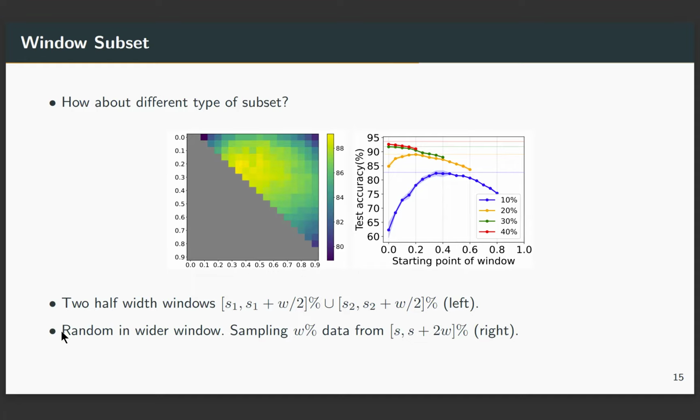And second, we also search over random selection in a wider window, which is defined as W% of sample data from a twice wider window. Also, the horizontal lines are the result of the oracle window as we defined in the previous slide.